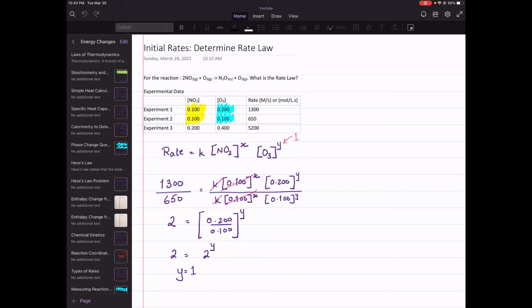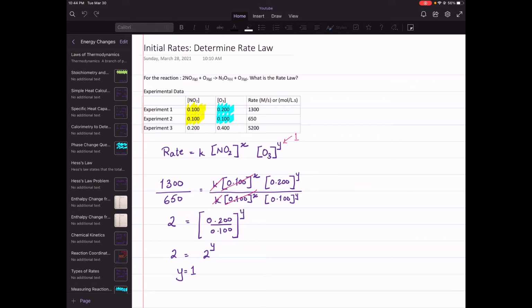So in the first part of the video, we were able to find out the value of y. The value of y was equal to 1. In the second experiment, now we want to figure out the value of x. Now to figure out the value of x, we have to pick two experimental data points or two experimental trials where the NO2 value was changing or different. In this case, I'm going to pick experiment number 1 and experiment number 3.